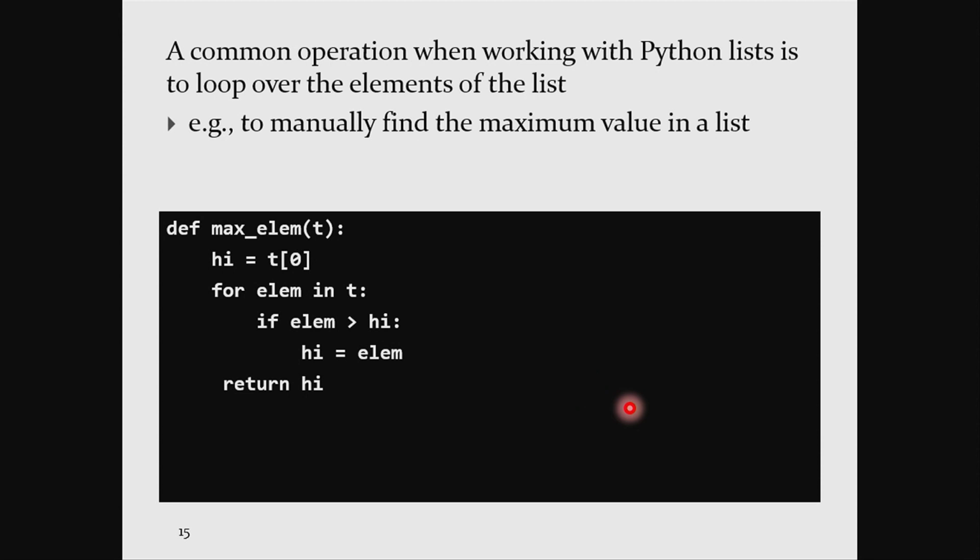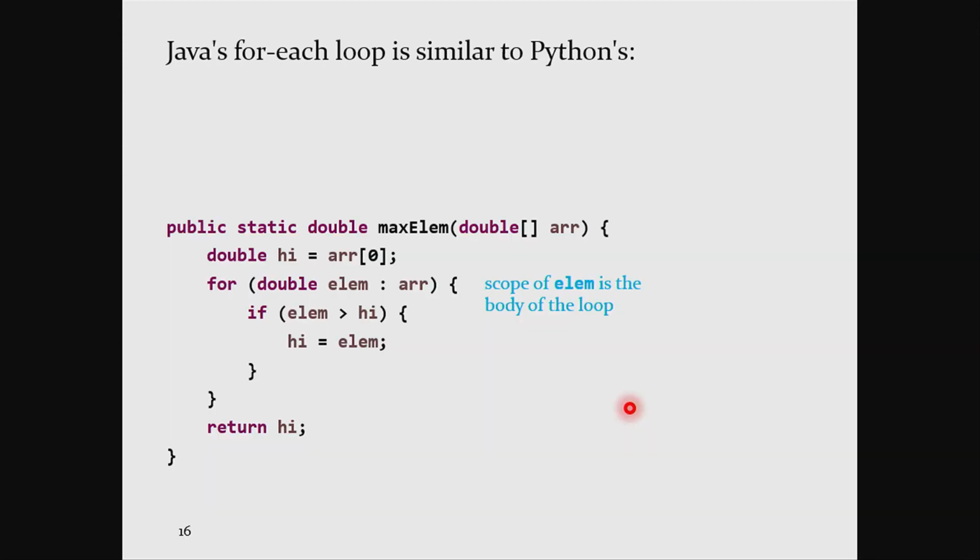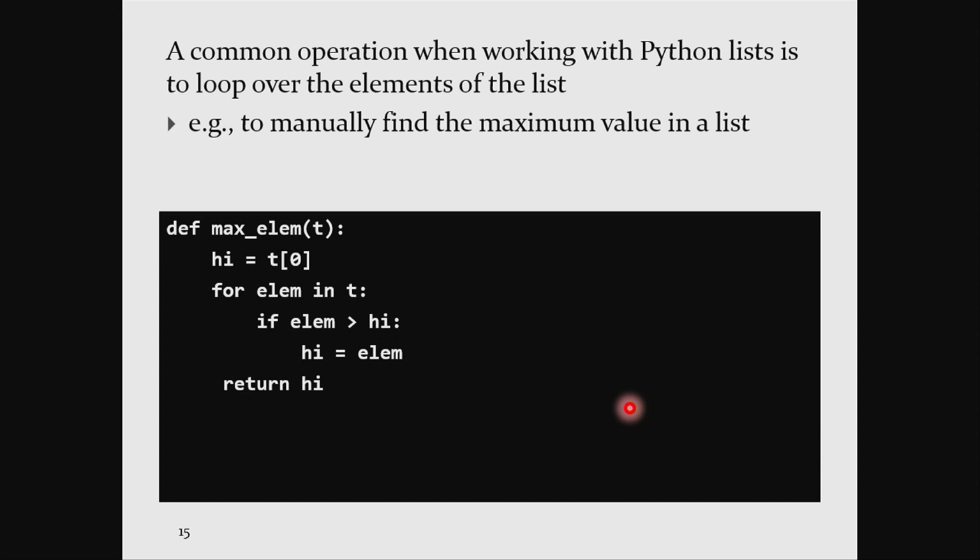But the reason I'm doing this is so that you can see what this looks like in Java now. Java has what's called a for each loop. So back here, you can think of the Python loop as being a for each loop as well. For each element in T, for each.